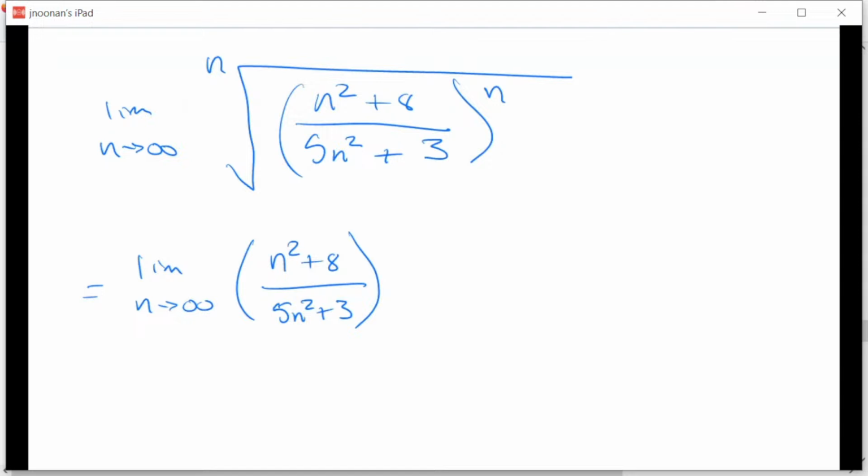And then, let's see, what's left? Oh, this is just 1/5, isn't it? So then this thing is less than 1, and so you have the convergent thing. Converge. Is that all right? All right, excellent. So that one converges.